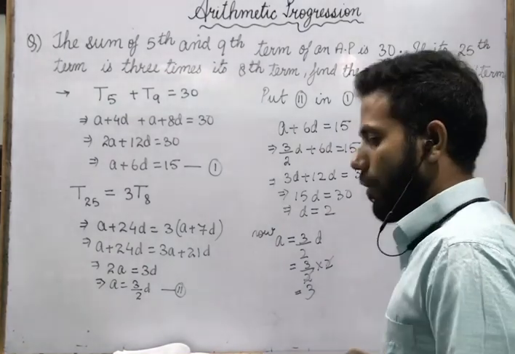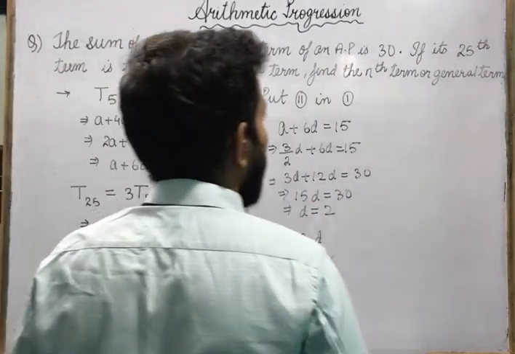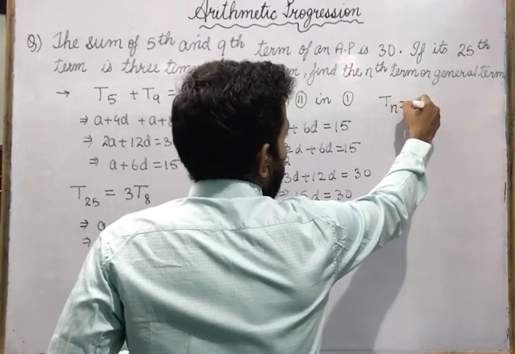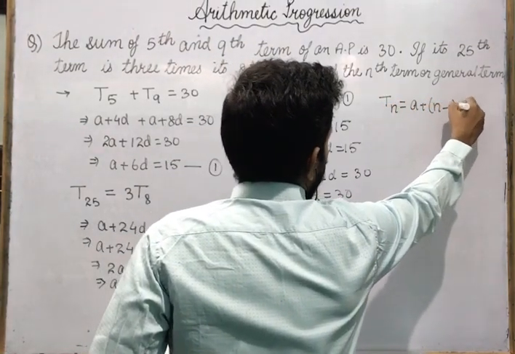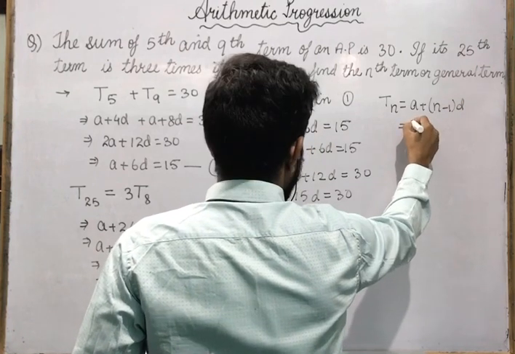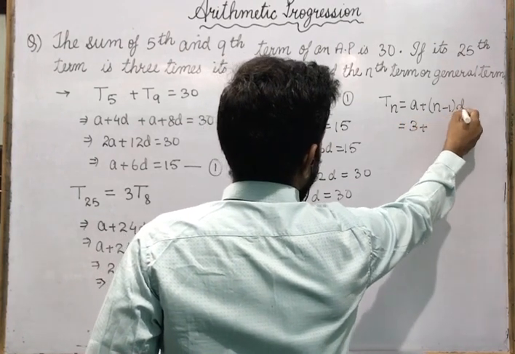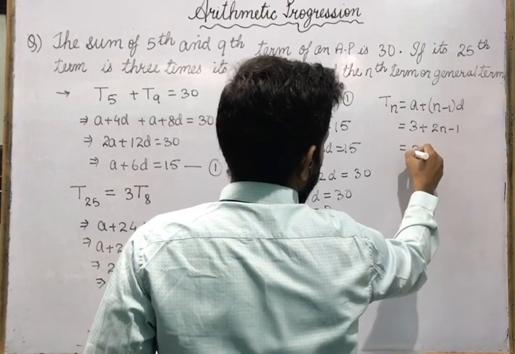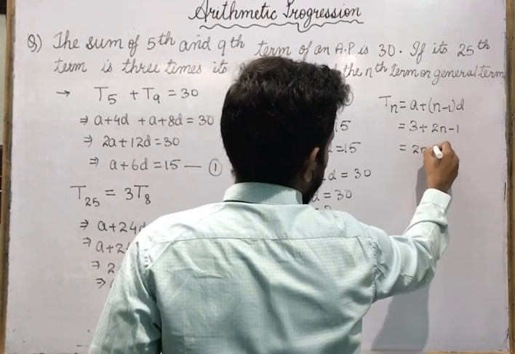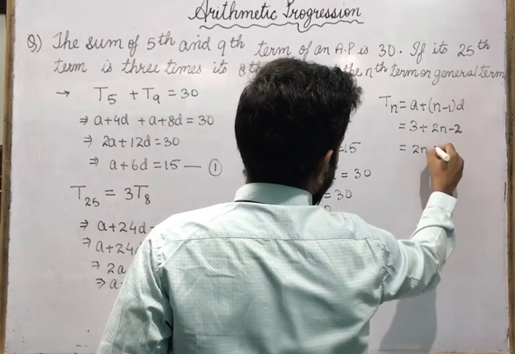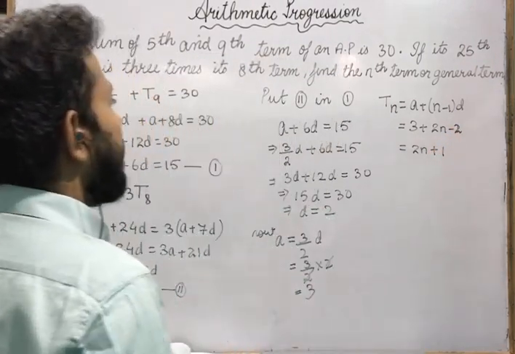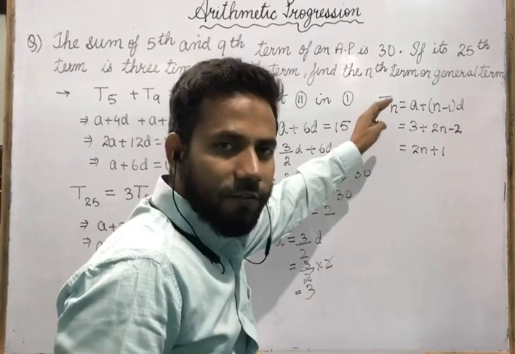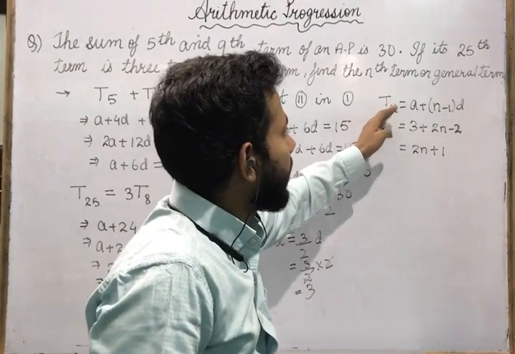So we have got the value of a and d, and now I will be putting it in the general formula. So Tn equals a plus n minus 1 into d. So it is 3 plus 2 into n minus 1. So it is 2n minus 2, so it is 2n plus 1. Correct? Yes or no? Has everyone understood it? This is the nth term or the general term.